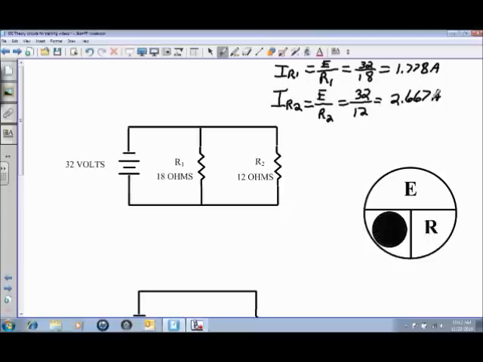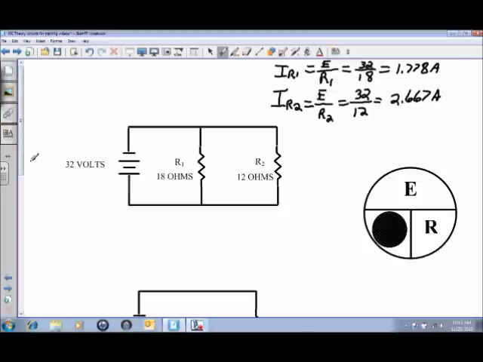Now, just like the voltage drops across the resistors in a series circuit, there's a law or a rule that applies to current flow in a parallel circuit. The division of current on the individual branches in a parallel circuit are equal to the total current flow in the circuit. And you can prove this a couple of different ways.